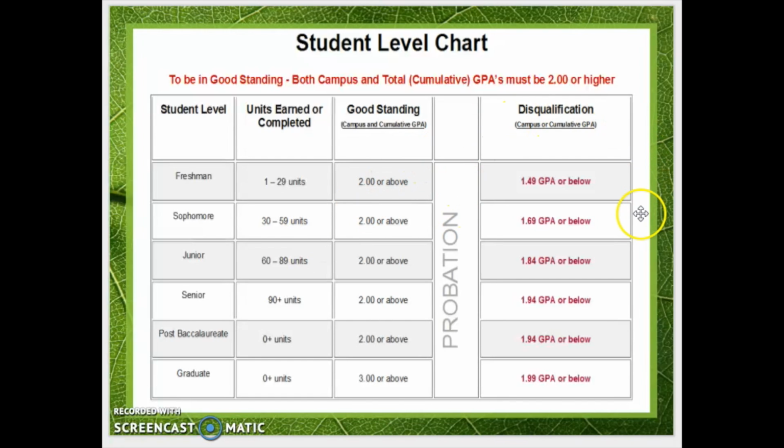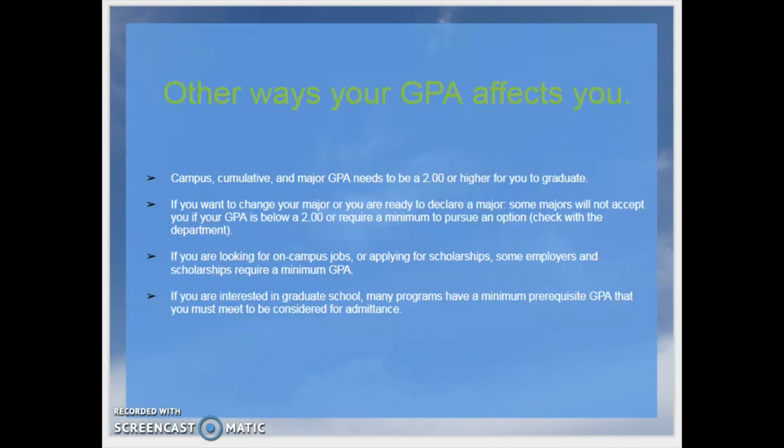Other ways your GPA affects you. Campus, cumulative, and major GPA needs to be a 2.0 or higher for you to graduate. If you want to change your major or you're ready to declare a major, some majors will not accept you if your GPA is below a 2.0. If you are looking for an on-campus job, scholarships, employers, some of them require minimum GPAs that are above a 2.0.